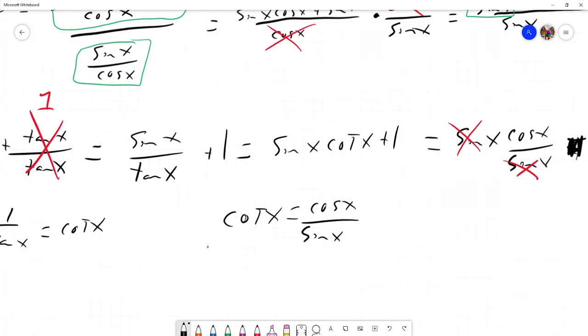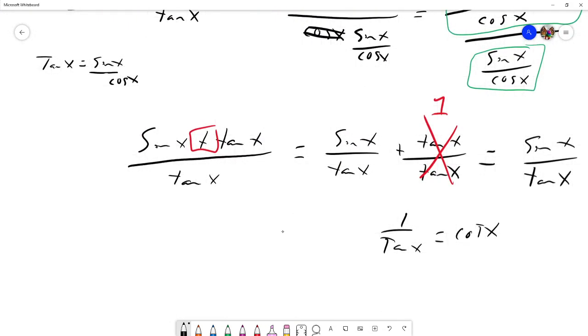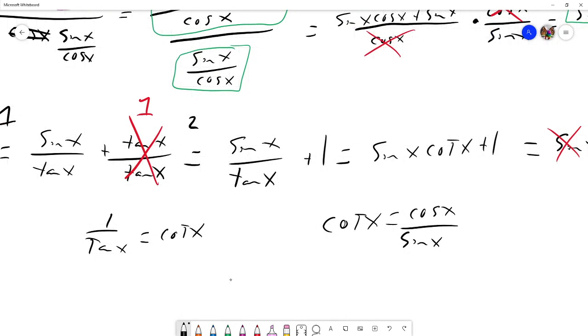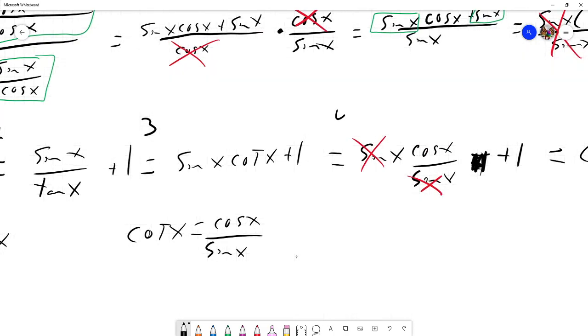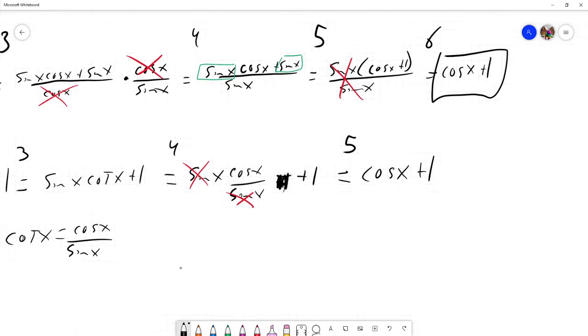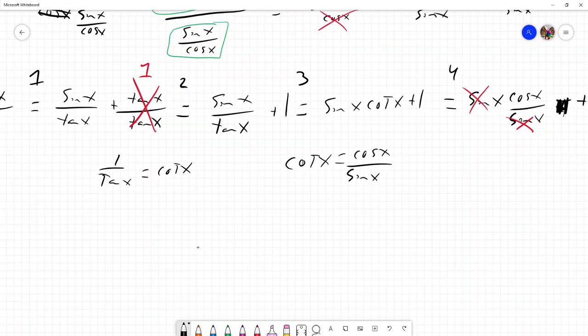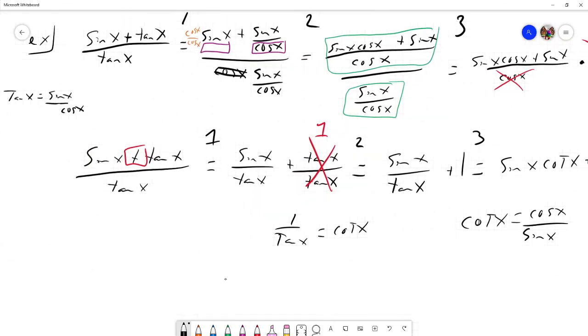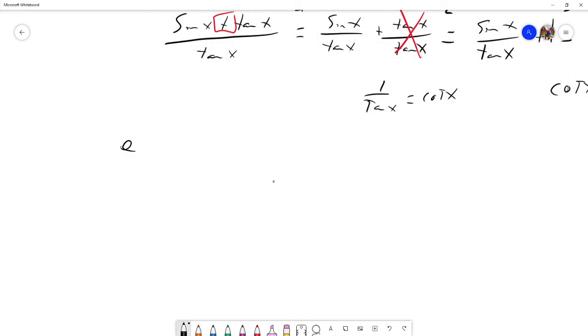Alright, so there's a couple of ways of going about it. So this was 1, 2, 3, 4, 5. Okay, so a little bit shorter. So that's two ways of thinking about this one problem. Let's look at another example.